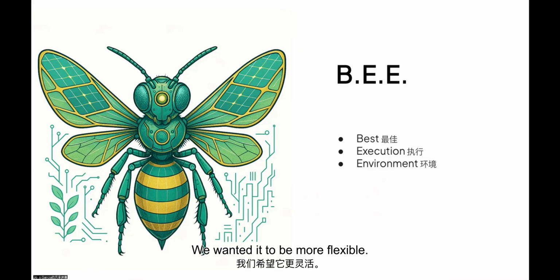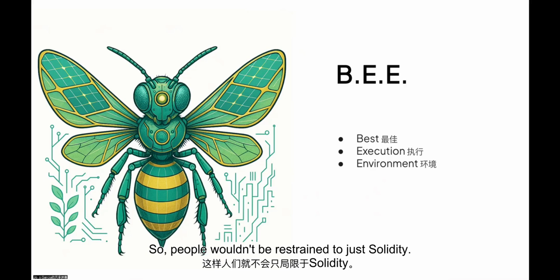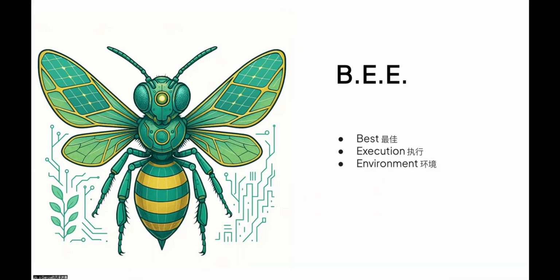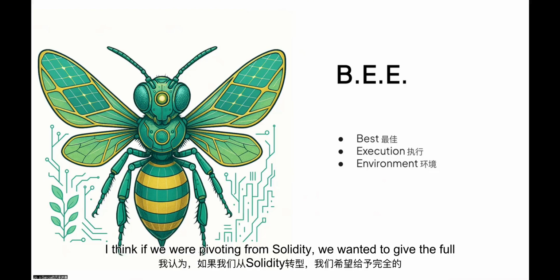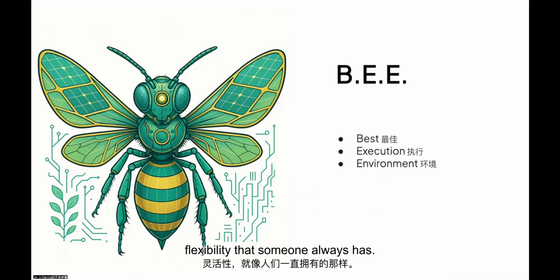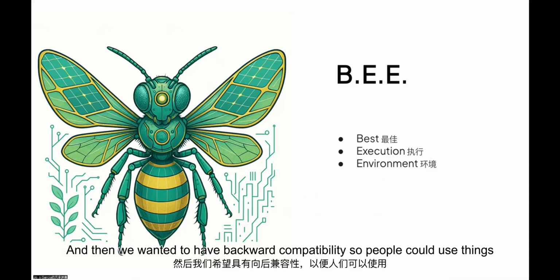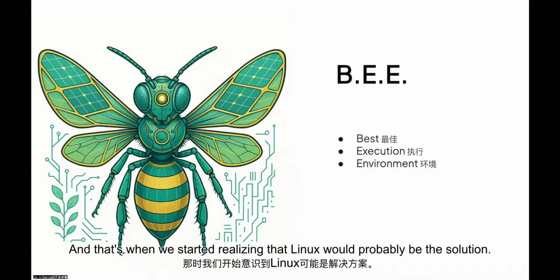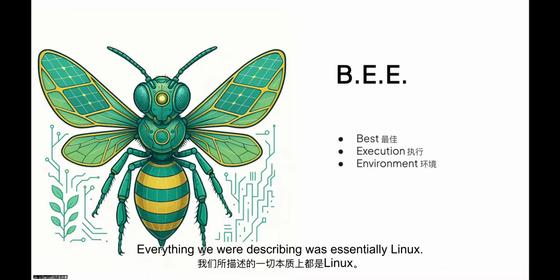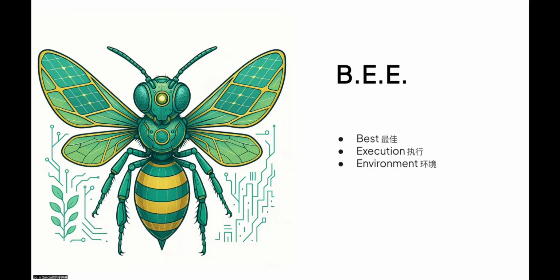We wanted it to be more flexible. We wanted it to be familiar, so people wouldn't be restrained to just Solidity. But we also did not want to create just one language, so people would be restrained to that language. So if we were pivoting from Solidity, we wanted to give the full flexibility that someone always has. And then we wanted to have backward compatibility, so people could use things and languages they were already used to. And that's when we started realizing that Linux would probably be the solution, right? Everything we were describing was essentially Linux.